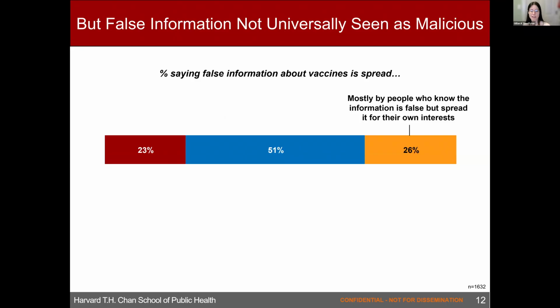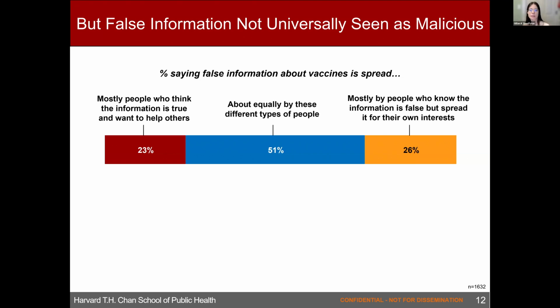On the other end of the spectrum, about a quarter of people say most misinformation is from people who think the information is true and they want to help others. They're benevolent people. And then about half of people, just a bare majority, think it's kind of equally these two groups. But what I think is really important from the public health perspective is that about three-quarters of people don't think it's malicious actors for the most part.